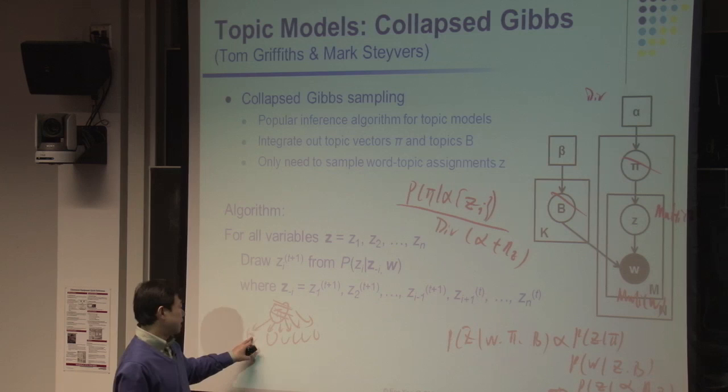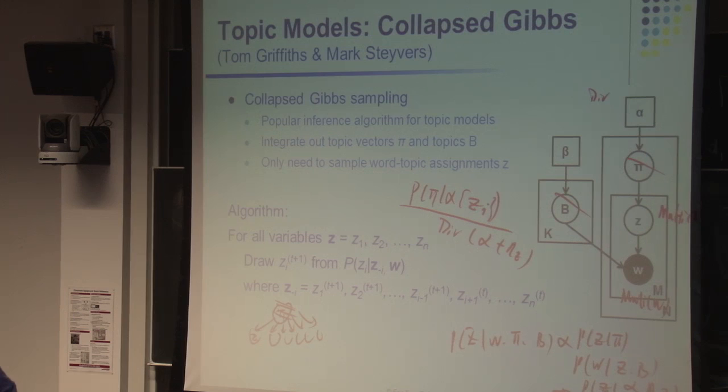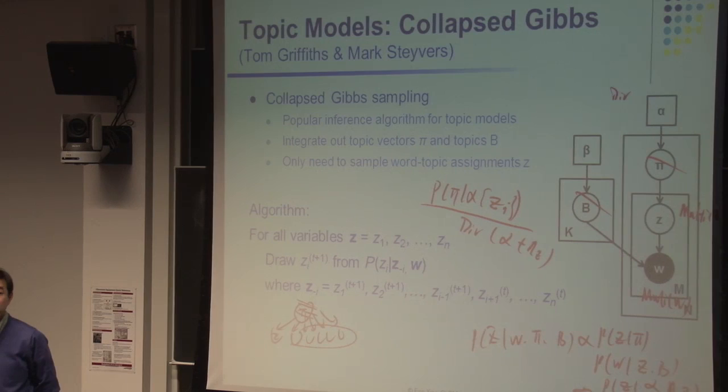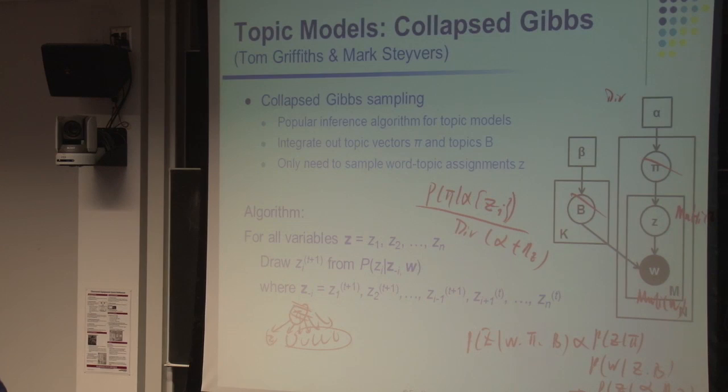Now, if I'm going to remove this pi, then what's happening is that this Z is going to depend on all the other Z's. That's why, when I sample a Z here, all the rest of the Z's should go here. They go here in the form of counts, how many counts they generated on different topics. So again, this is a pretty trivial multinomial distribution, just reweighted.